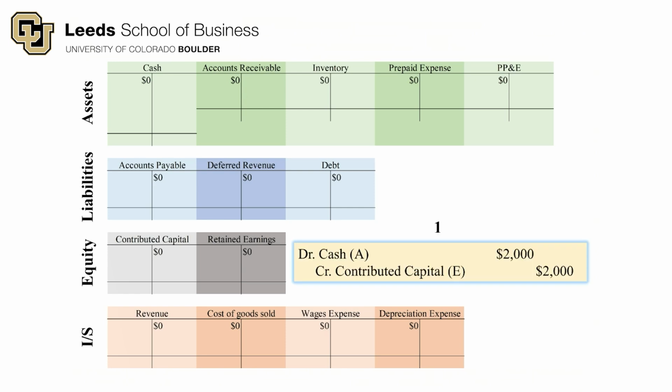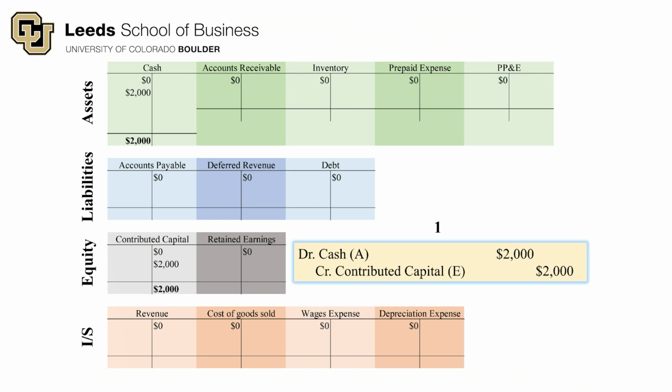So our first transaction was a debit to the cash account and a credit to the equity account. Let me post this transaction. Now watch the cash account and the contributed capital account. And there the journal entry was posted. So you can see the debit to the cash account was posted to the debit side, and the credit to the contributed capital account was posted to the credit side of the equity account.